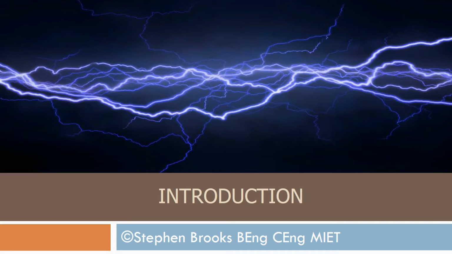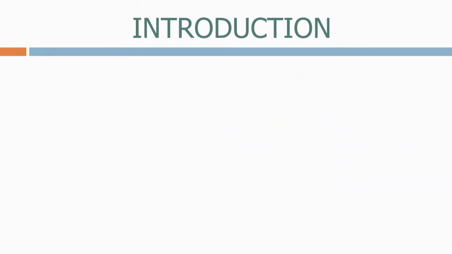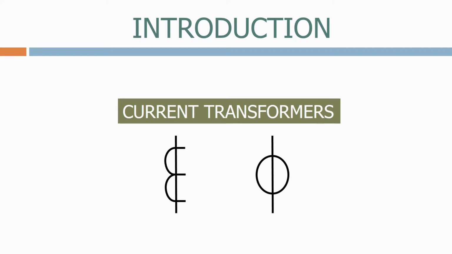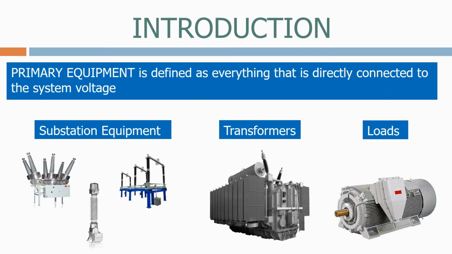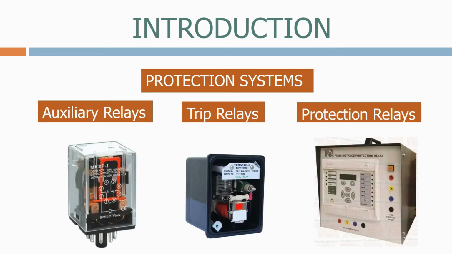Electrical protection is a key element in all electrical systems and ensures that the electrical network can operate safely and efficiently. We will begin by showing you the symbols that we use in protection schemes and introduce you to some of the protection equipments that you will come across and show how they all fit together.